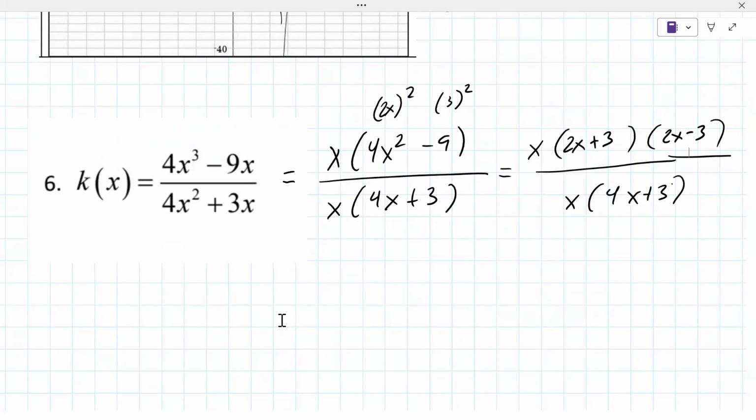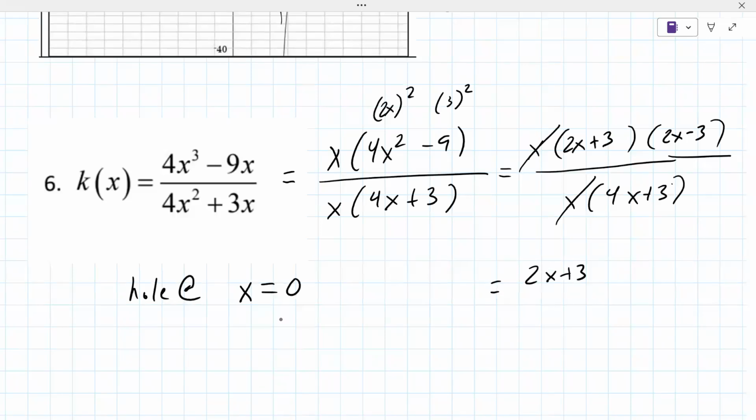And then I guess the x's could cancel out. They do, so there is a hole there. There's a hole at x equals 0. So you plug in 0 for all the x's, you would get 0. So 0 comma 0 is the coordinate of the hole.